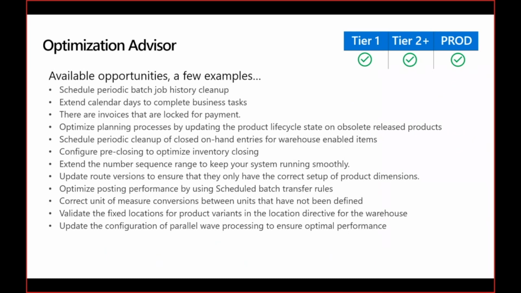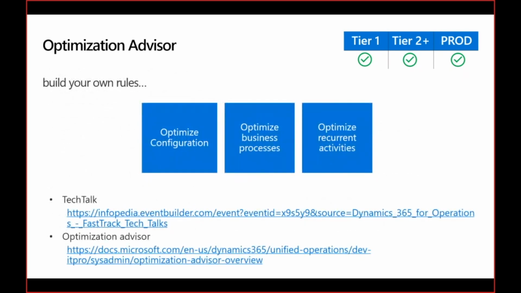For example, schedule a periodic batch job history cleanup, which is a popular one, and I actually advise everyone to start thinking about how to clean up data. One of the biggest tables we often see in live environments is the batch history table. It can also cause performance issues. Keep that in mind. There are also other, more functional rules, like you can see here. The ask is that you start making yourself familiar with this framework and that you also build your own rules, because it can really help you optimize configuration, your business processes, and your recurrent activities.